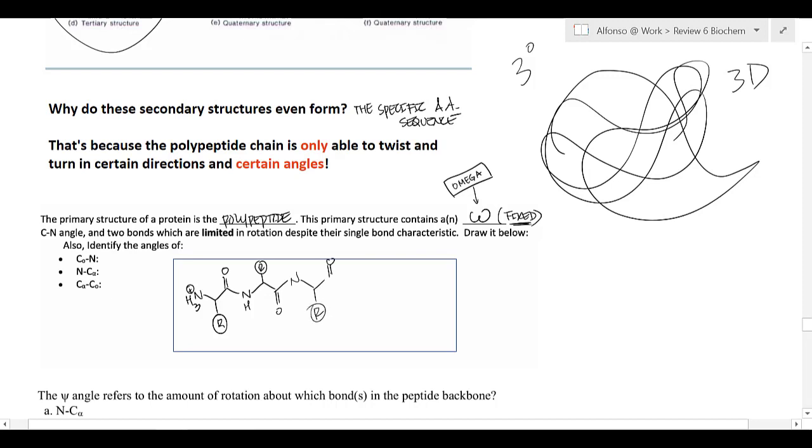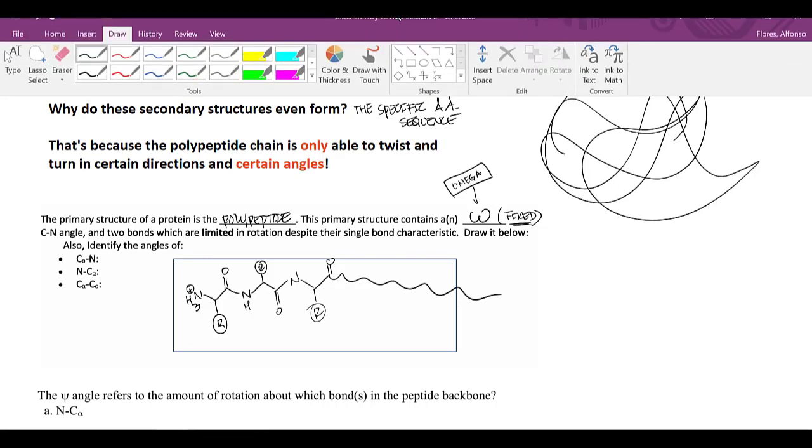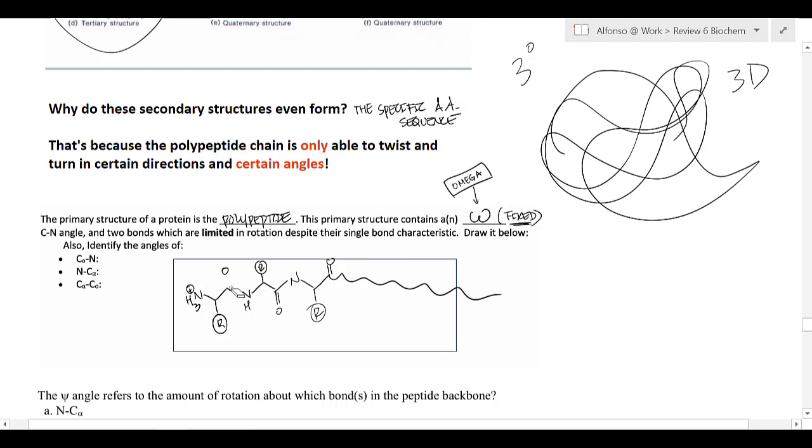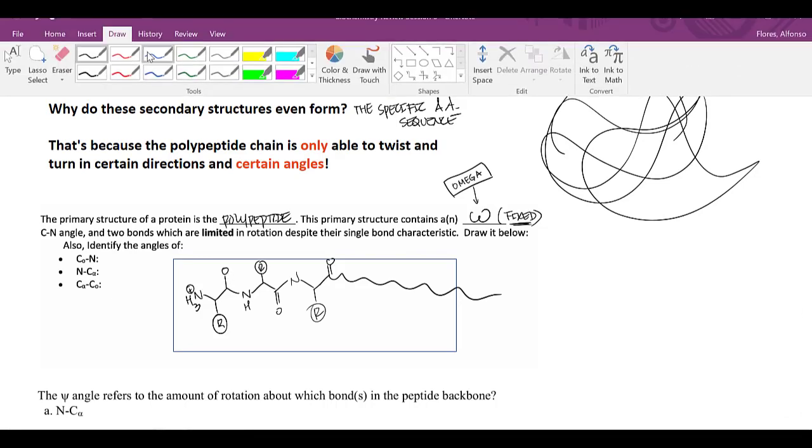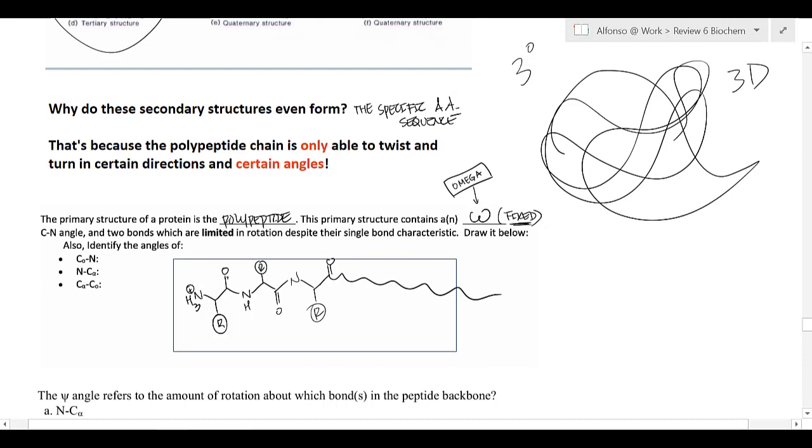All right, and it goes on and on and on because it's a polypeptide, right? It's just a bunch of amino acids put together. So here's what you got to know. This part right here has a partial double bond characteristic.